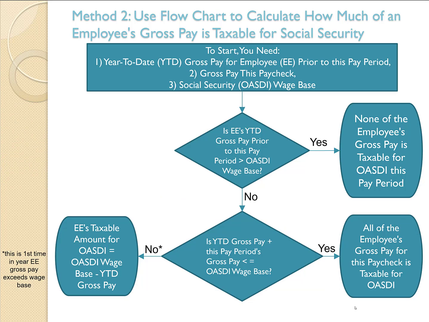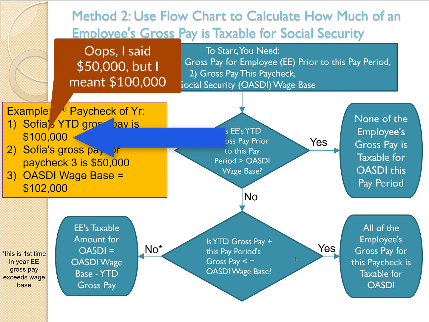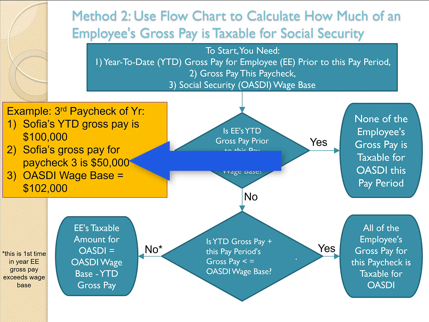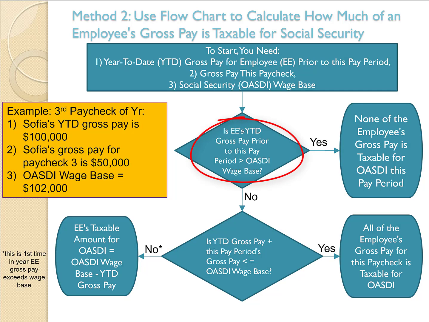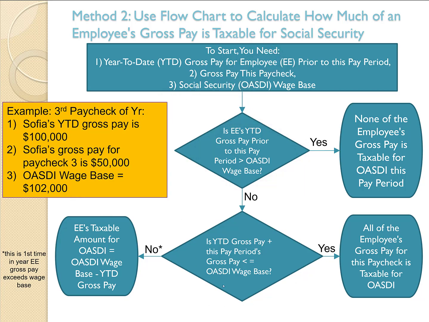Now we get to that third scenario where we're going to go over the limit. As a reminder, Sophia's year-to-date gross pay so far is $50,000, because remember, we're working on the third paycheck here. Sophia's gross pay for paycheck 3 is still $50,000. So let's look at this first box. Is the employee's year-to-date gross pay, $100,000, greater than the wage base? No. So we go down to our second decision box.